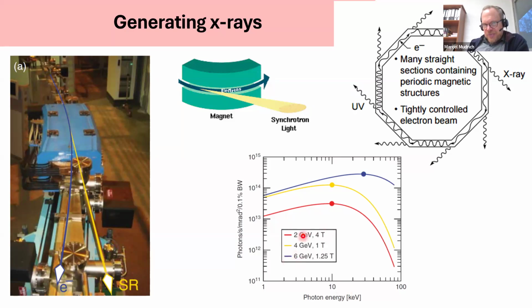Obviously, the higher energy produces higher energetic radiation, and also the higher magnetic field produces higher photon energies, because higher magnetic field means a stronger deflection of the electron beam due to the stronger Lorentz force, and stronger deflection means stronger acceleration, which means stronger and more energetic emission of radiation.